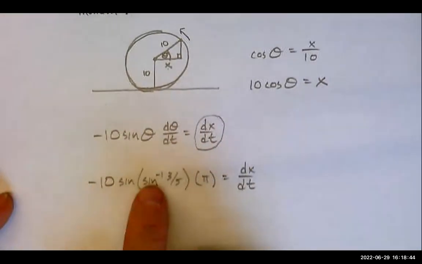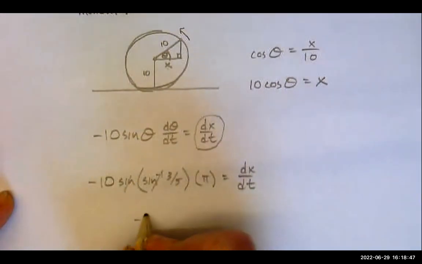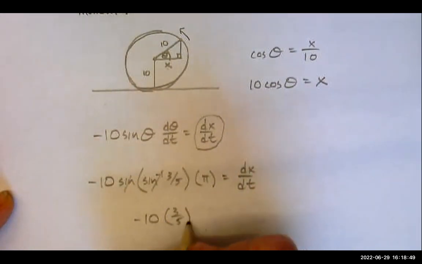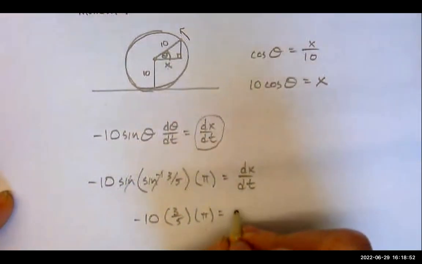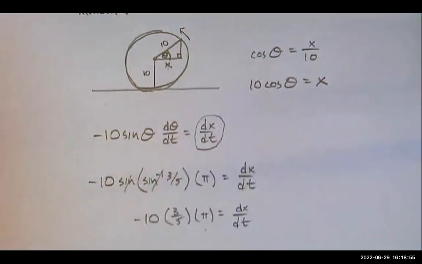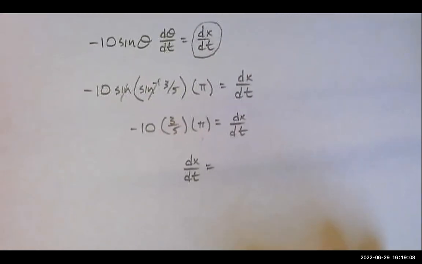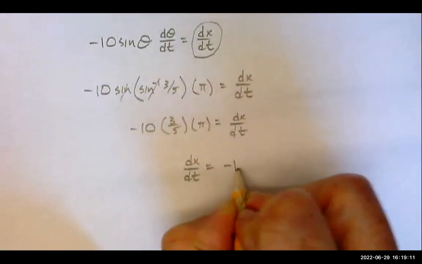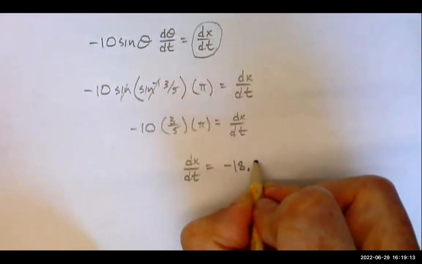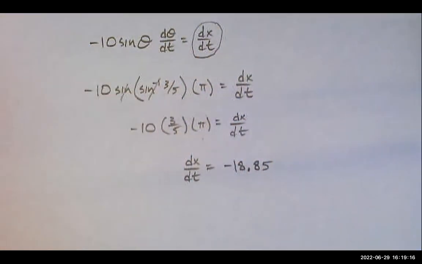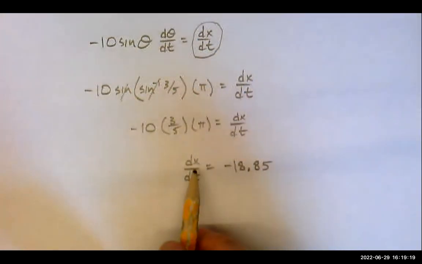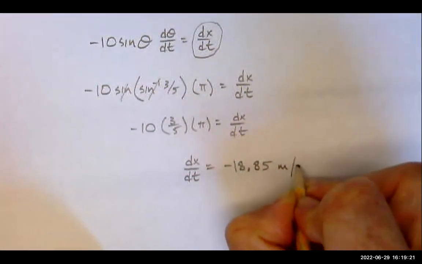And we could do it. Turns out here, even like the sine of the arcsine, those cancel. And a little bit faster, we could just do negative 10 times 3/5 times pi. And here, okay, dx over dt, what are we going to get? A negative answer, negative 18.85. And the units of x and t, that's meters per minute.